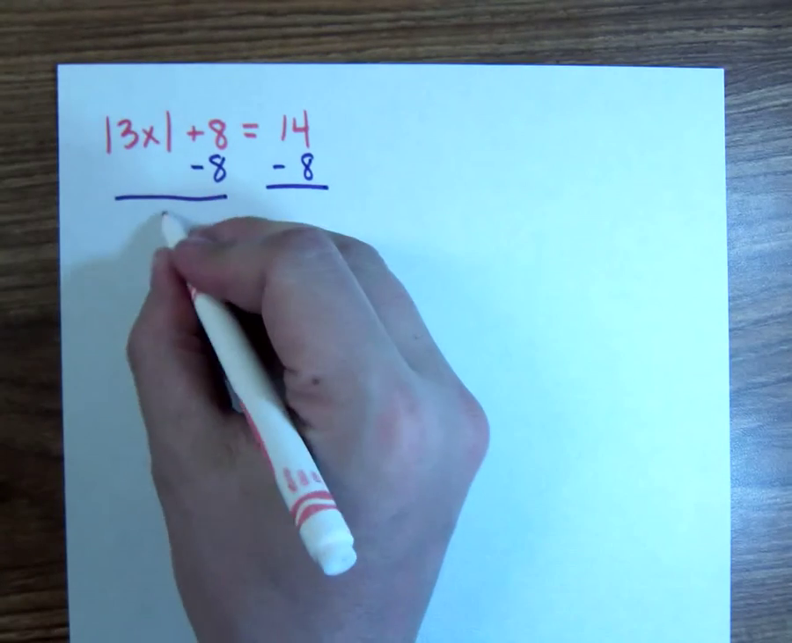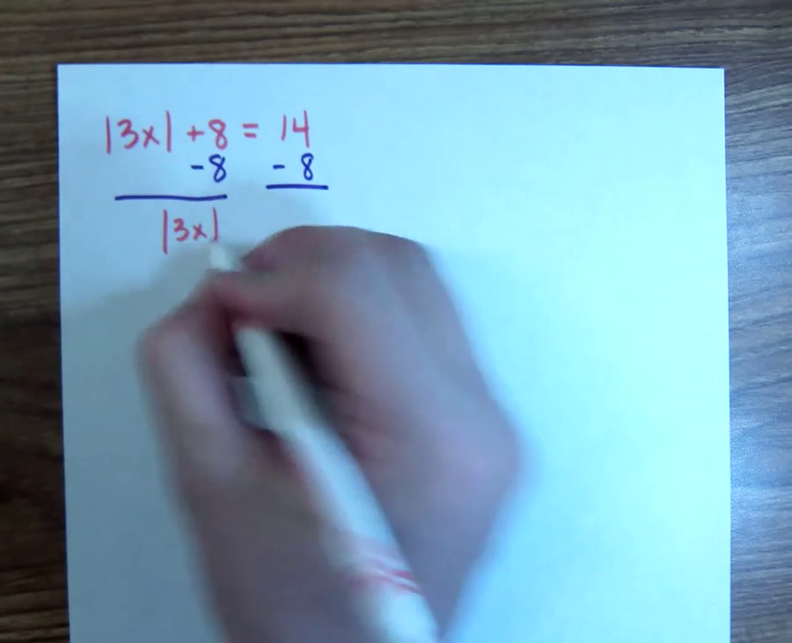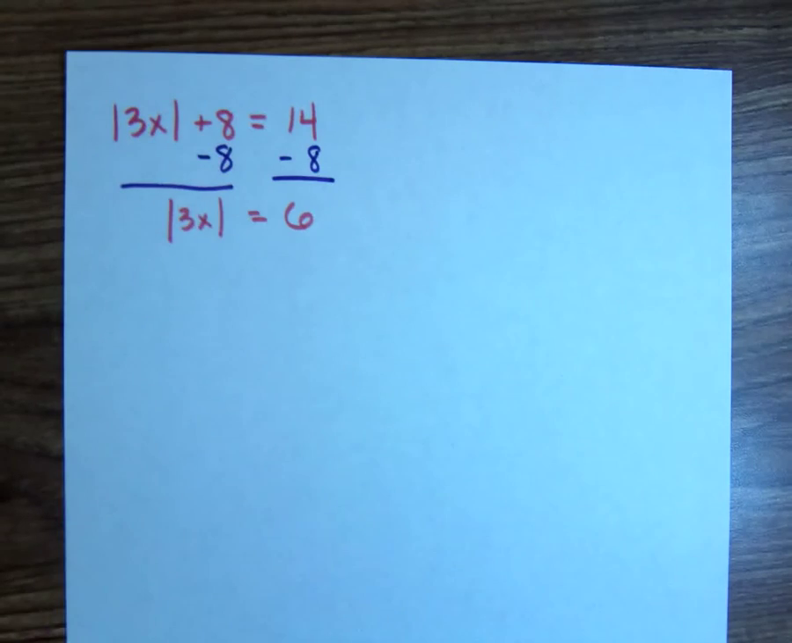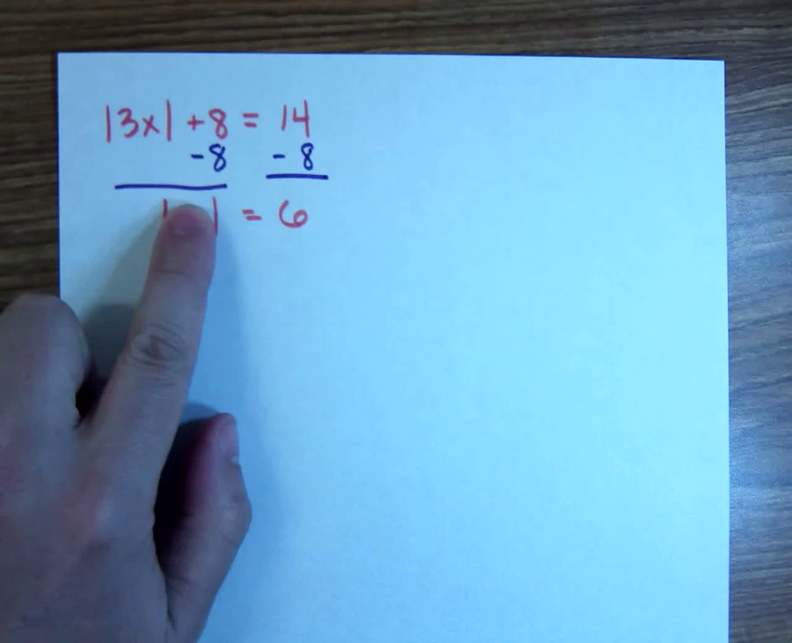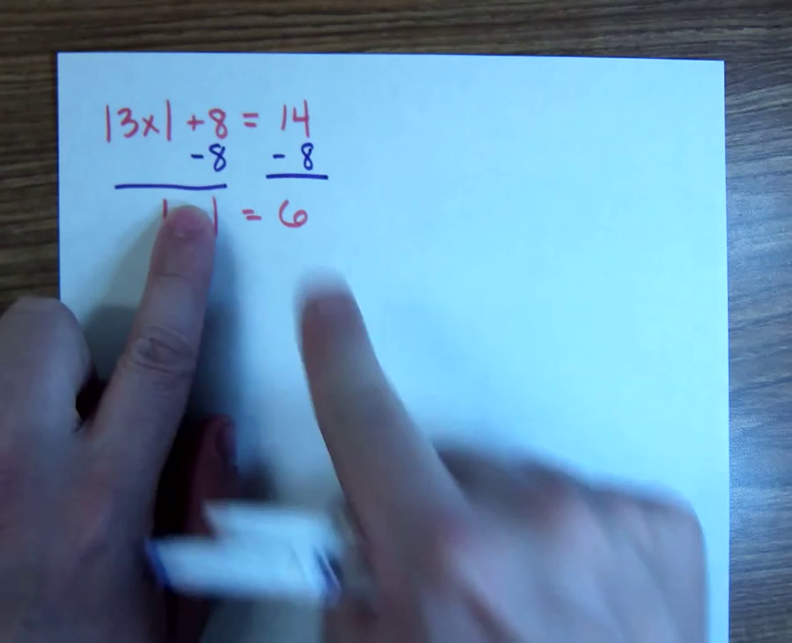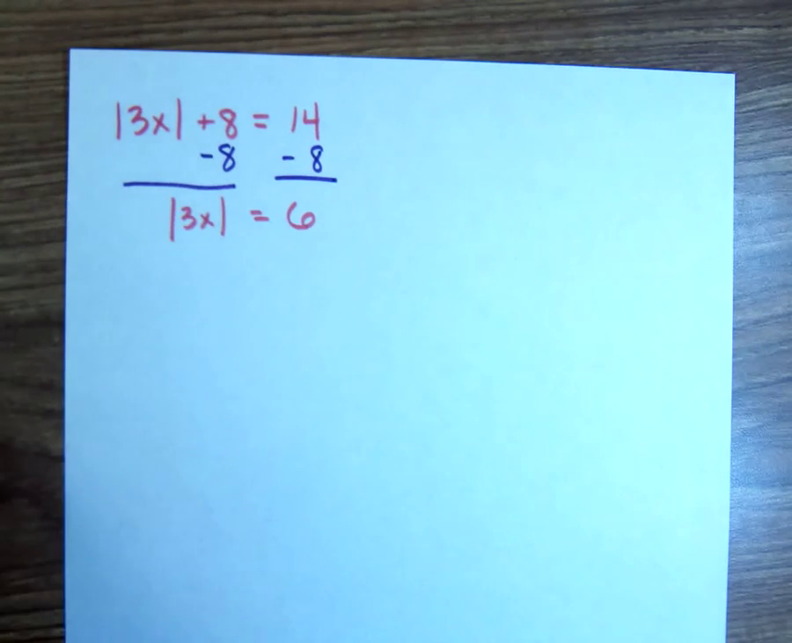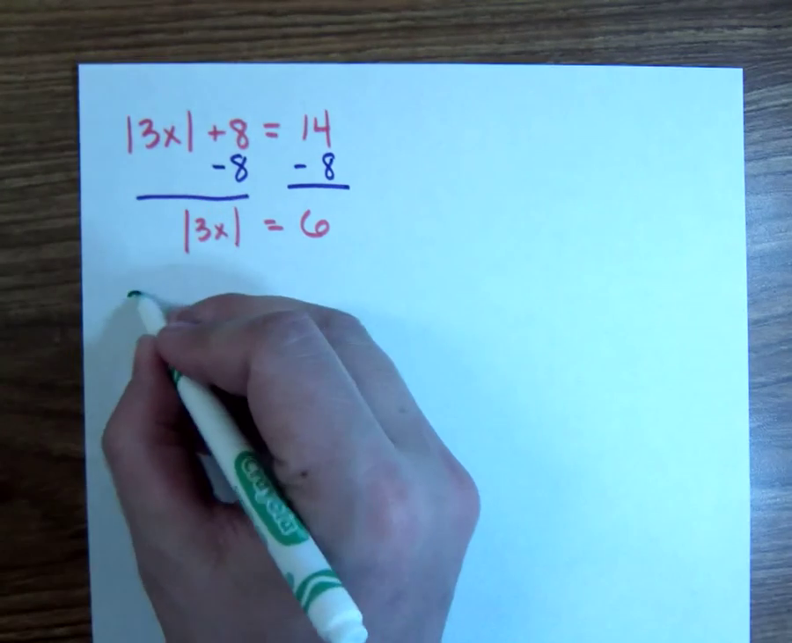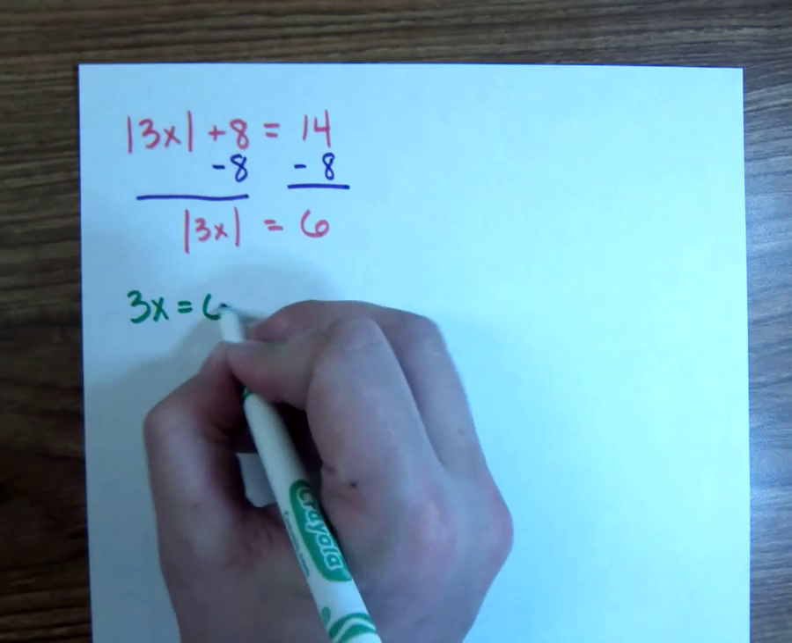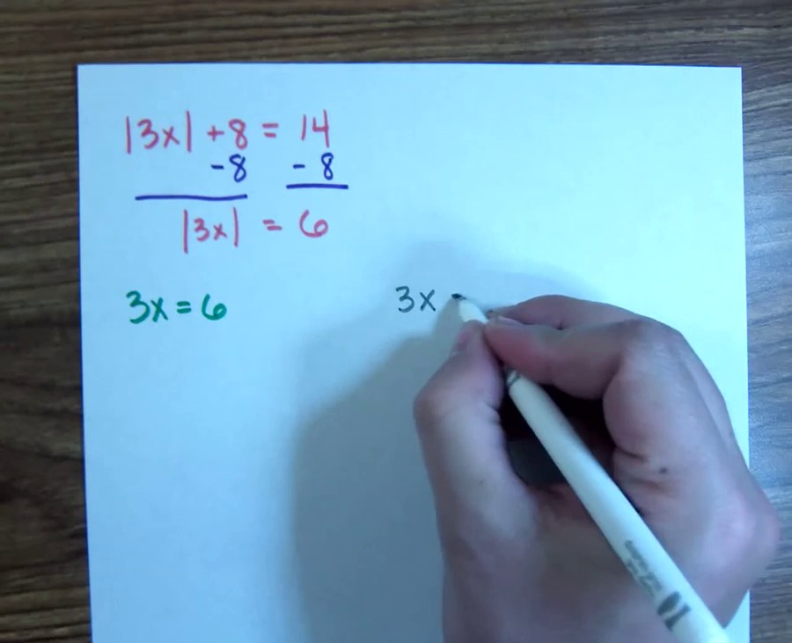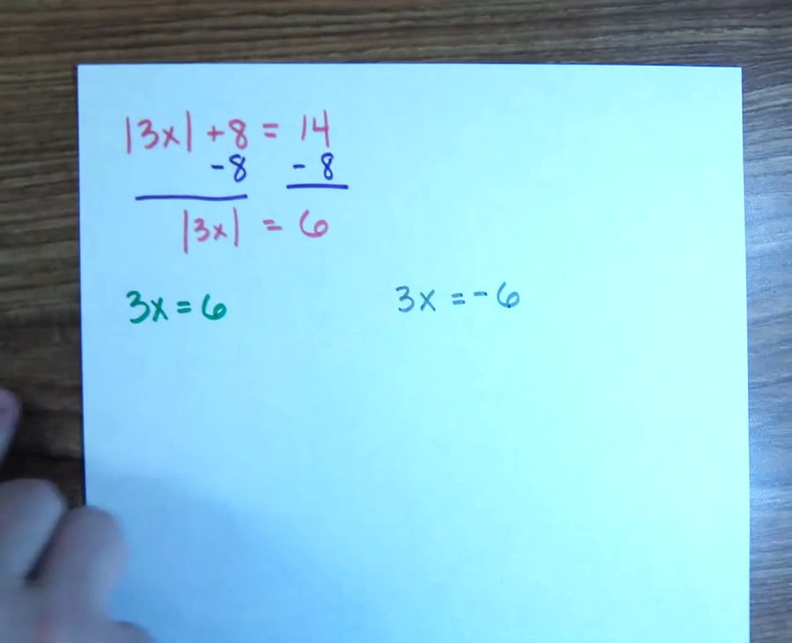So we get absolute value of 3x equals 6. And now it's pretty obvious. The thing that's inside has to be either positive 6 or negative 6, right? The absolute value of positive 6 is 6, and the absolute value of negative 6 is 6. So I'm going to set up my two equations. 3x equals 6, and the other one will be 3x equals negative 6.